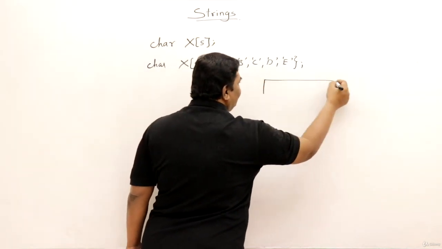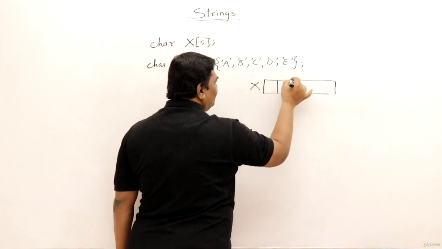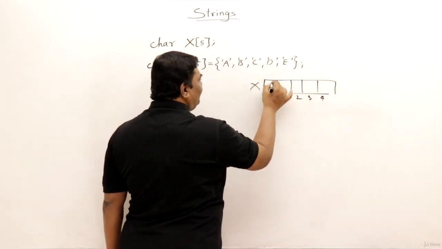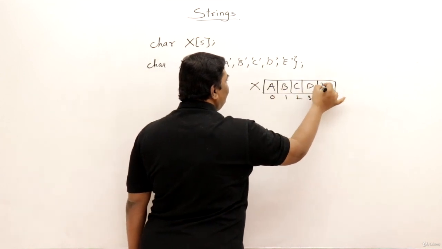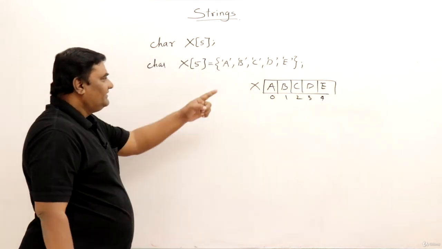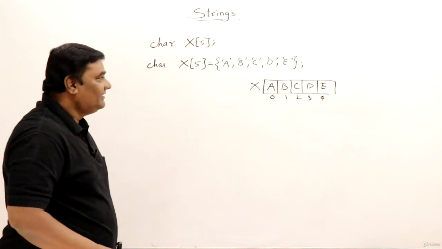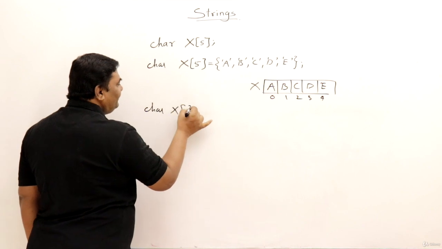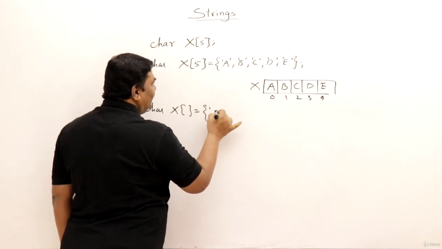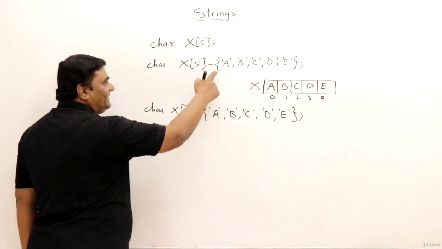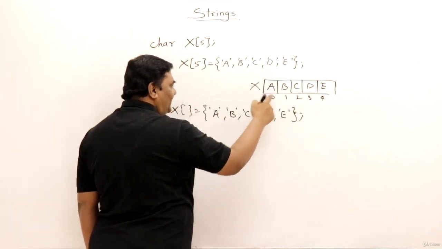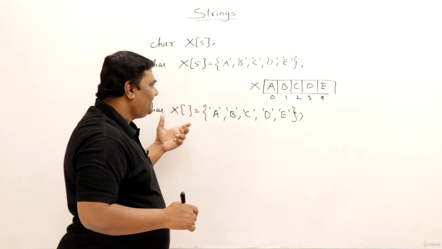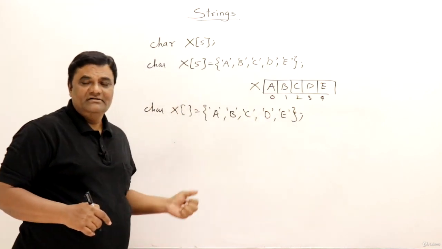So an array will be created with the name X, and it will have alphabets A, B, C, D, E. Actually, their ASCII codes will be present in that array. Then, third method, I can create an array without giving any size. So the same type of array will be created of size 5 and initialized with all these alphabets. I have not mentioned the size. Size will be taken depending on the number of alphabets I am assigning.